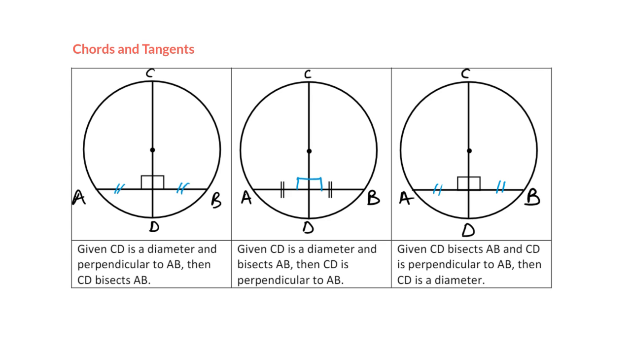Quick recap on what happens with chords and how chords meet diameters and or a radius. So we know that they meet at right angles, we know they bisect, we know that they can create triangles if we are to join the end of a chord to the center, like you see on the screen now.